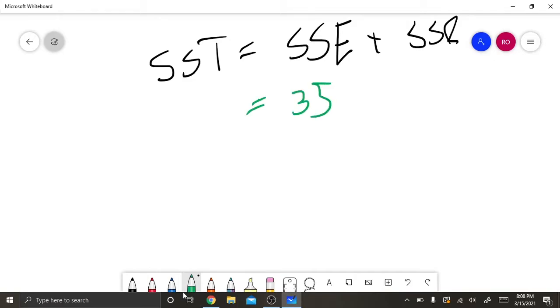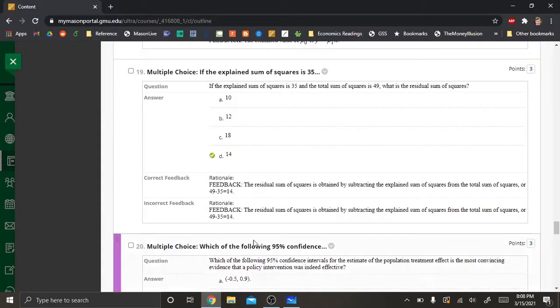And the total sum of squares is 49. And so you can just use algebra, subtract 35 from 49, you get 14.